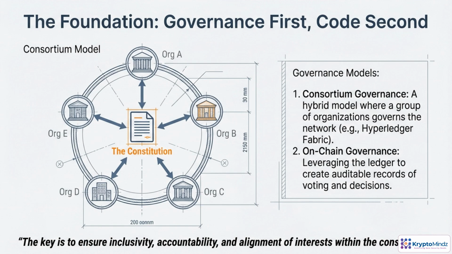Before you write a single line of smart contract code, you need rules that everyone trusts. In an enterprise blockchain, that foundation is governance. Think of a consortium network as a joint venture.